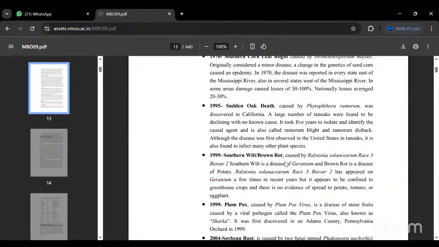Although the disease was first observed in the United States, it is also found in other countries. In tanoaks, it also infects many other plant species.